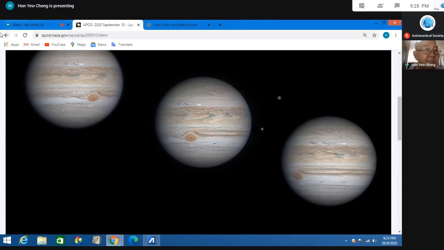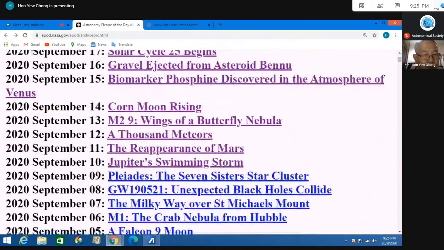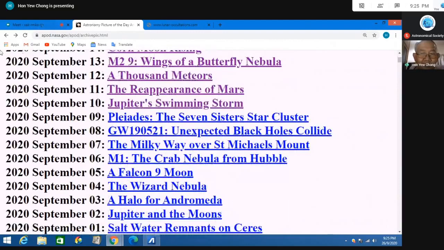All right, the next one, September the 9th. Okay, Pleiades, Seven Sisters star cluster. We have seen that before, but never mind. Just look at it.